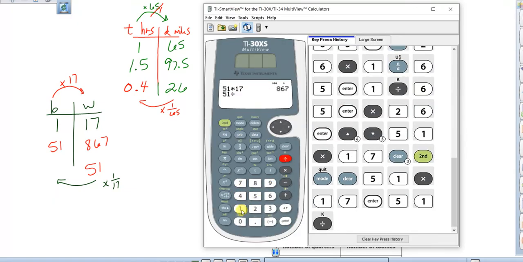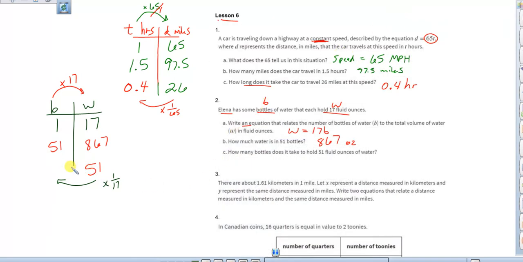51 divided by 17. So you just go in the other direction with fluid ounces, and you get 3. And so 3 bottles hold 51 ounces of water, and that is our answer for number 2 in Elena.